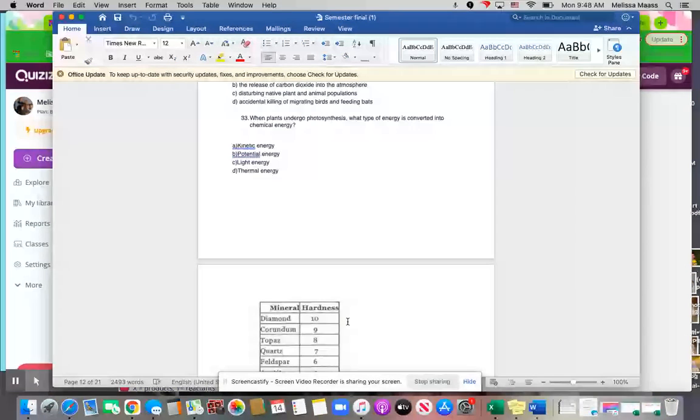33. When plants undergo photosynthesis, what type of energy is converted into chemical energy? If you look through these, what do plants take in to make their own food? That is the process of photosynthesis. So what do plants take in to make their own food? It more than likely is going to be light energy there.